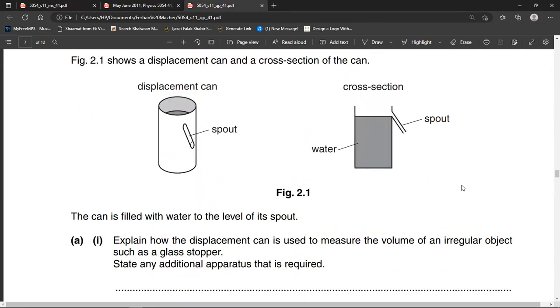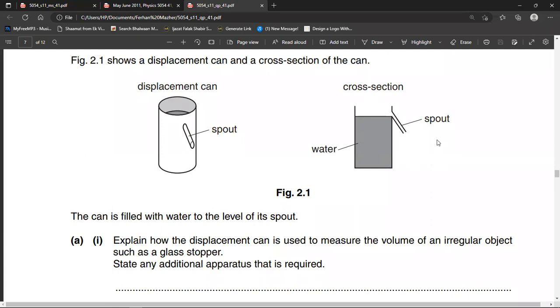So the method is very simple. We will take a measuring cylinder, a dry measuring cylinder, and we will place that dry measuring cylinder here under the spout. Then I will take that glass stopper and I will very gently place that glass stopper in this displacement can. When you put the glass stopper here, the level of the water obviously will go up. So through that spout, the water will be displaced and it will be collected in the measuring cylinder.